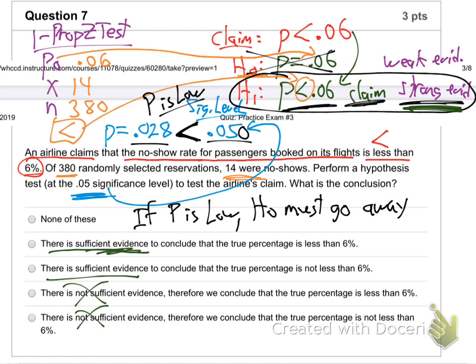Sufficient evidence to conclude that the true percentage is less than 6%. Is that right? Yes, that's exactly right. Less than 6%. Beautiful. What did the other one say? True percentage is not less than 6%. No, it is, right? We concluded here it is less than 6%. There's strong evidence for that. Does that feel comfortable? How you can draw that conclusion with confidence?